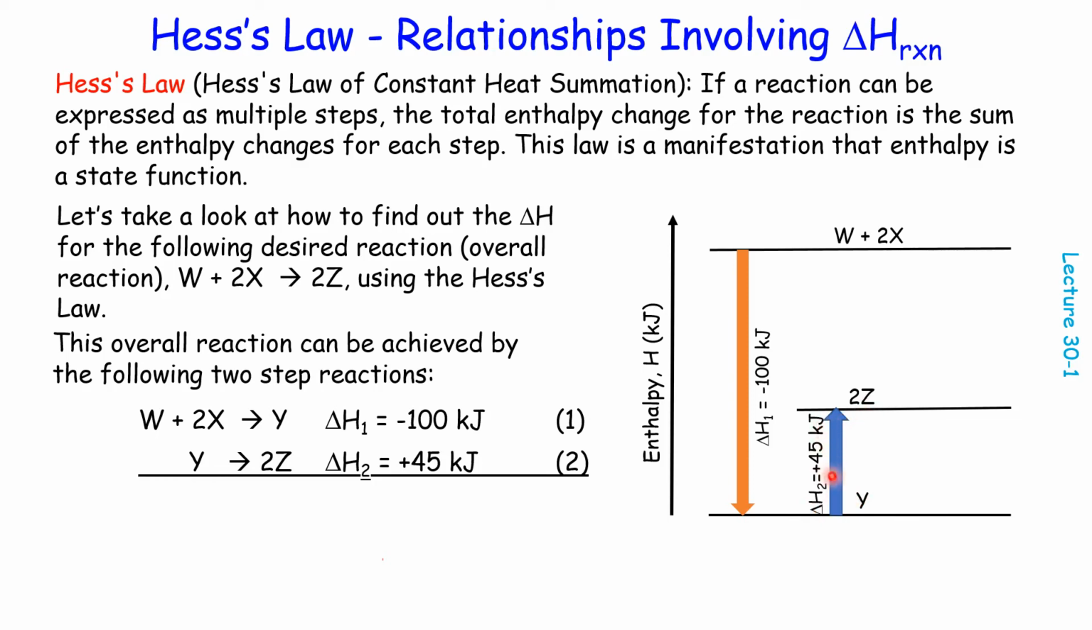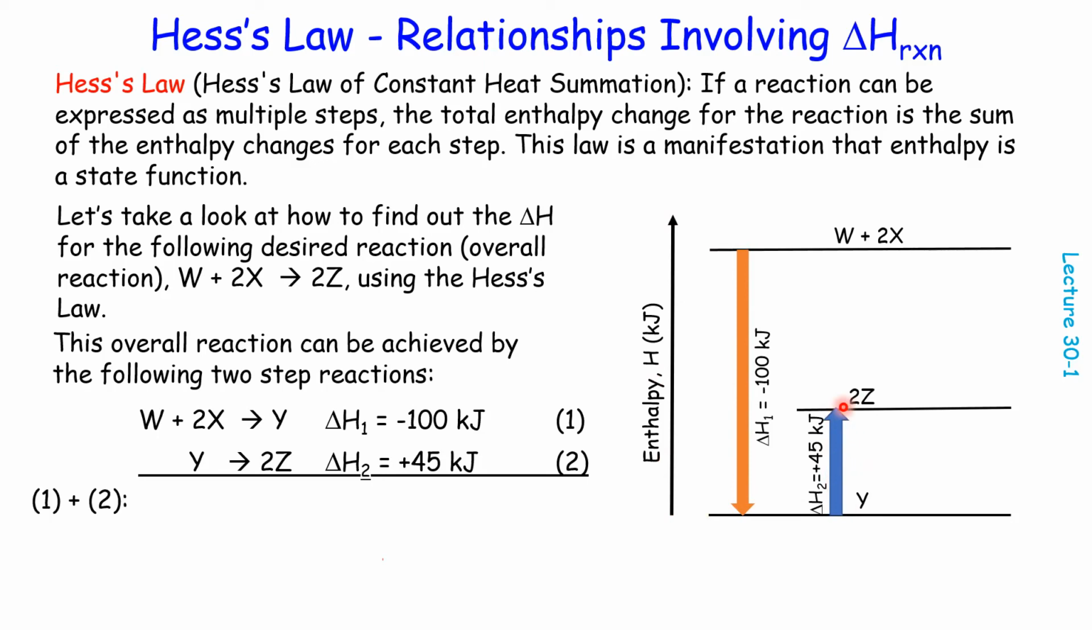The enthalpy change of this reaction is positive 45 kilojoules. If you recall, delta H with a negative sign means exothermic, and a positive sign means endothermic. Reaction 1 is exothermic. Energy is released. That's a higher energy, that's lower energy. And for reaction 2, energy is added.